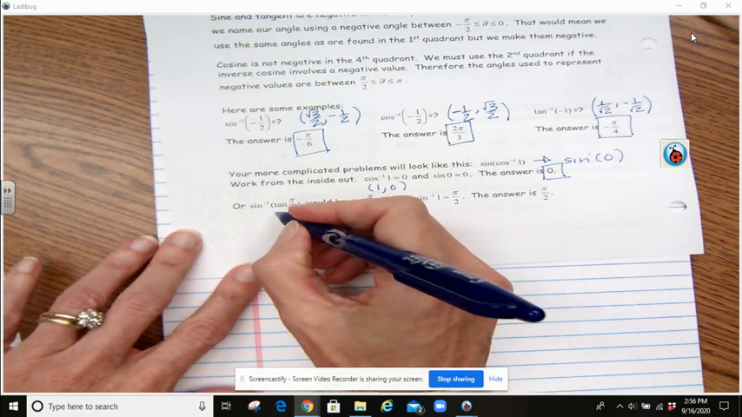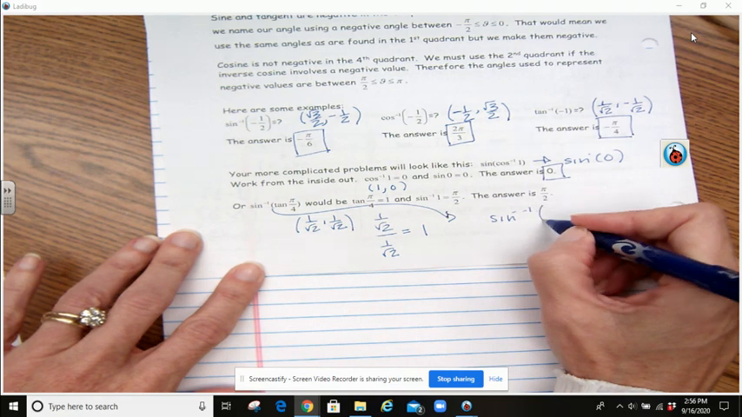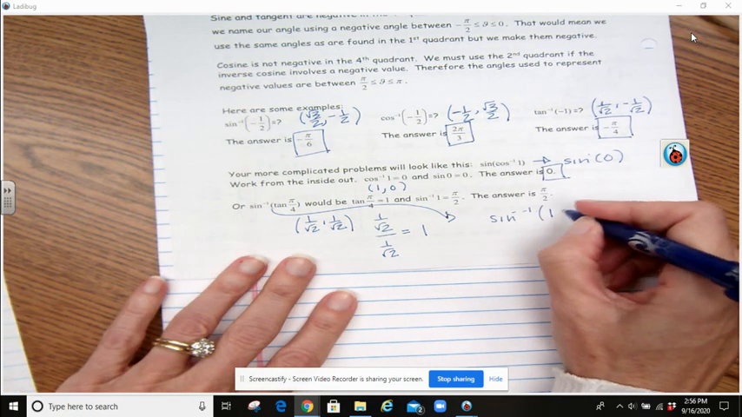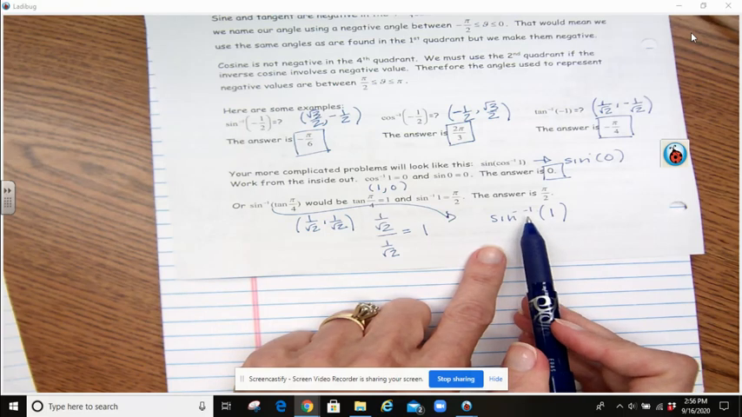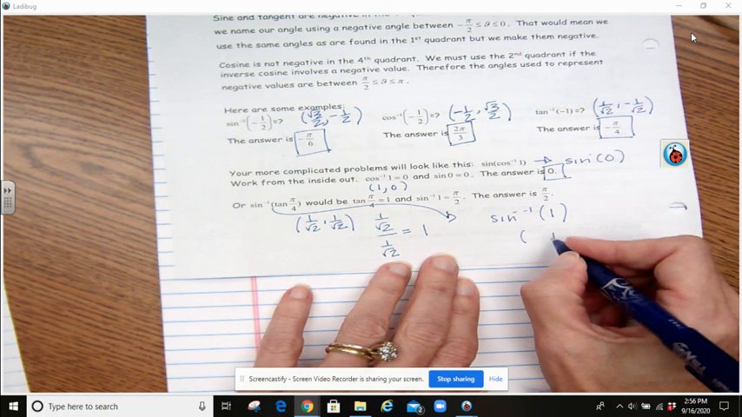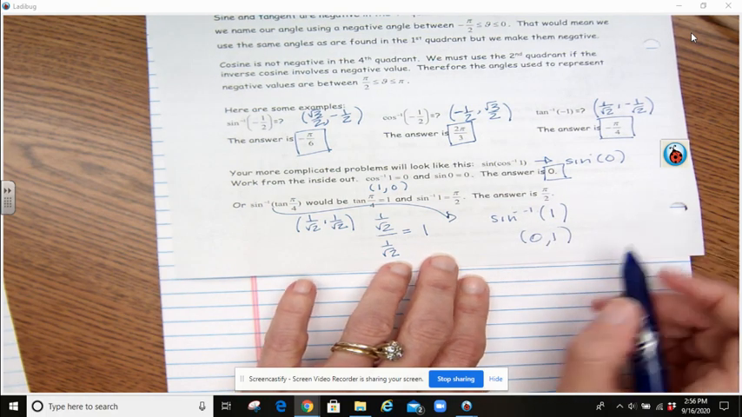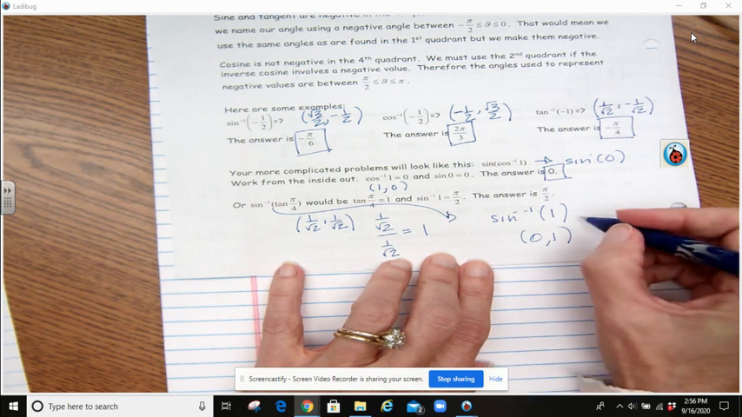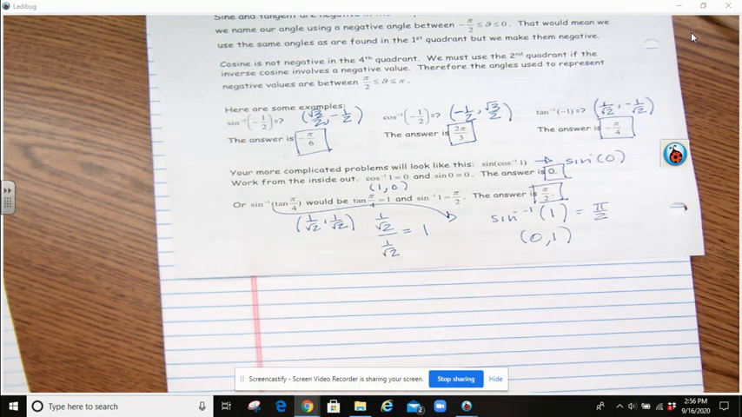So we can rewrite this problem as the inverse sine of 1. So we need to find the angle that has a sine value of 1. It's sine, so we know that's the y-coordinate. So then we know the x-coordinate has to be 0, and the angle that gives us that ordered pair is pi/2, which is the answer. Okay, just work from the inside out.